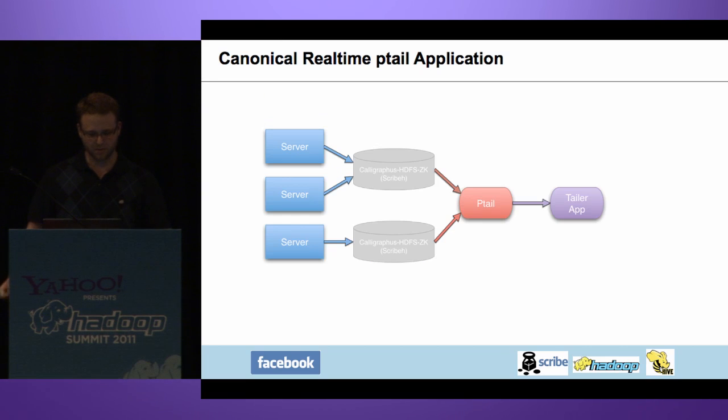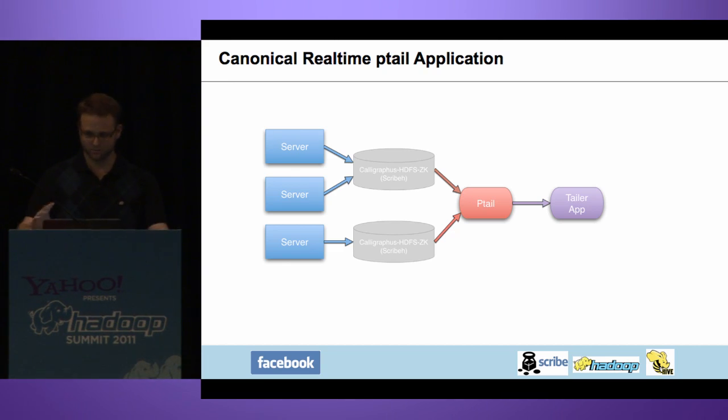So now this is what the app looks like. You've got Scribe on the left-hand side. People write to that local Scribe daemon, which figures out where to send it, which Calligraphus instance, what the file paths are. ptail then figures out what clusters to read from, what the paths are, and so forth, and the app on the other side just gets a stream.